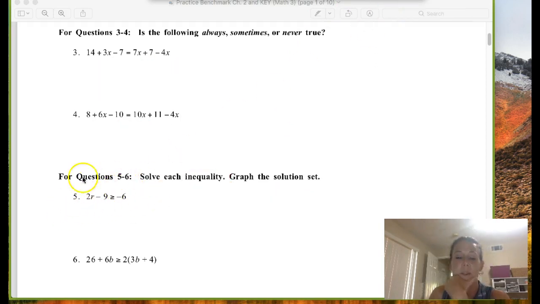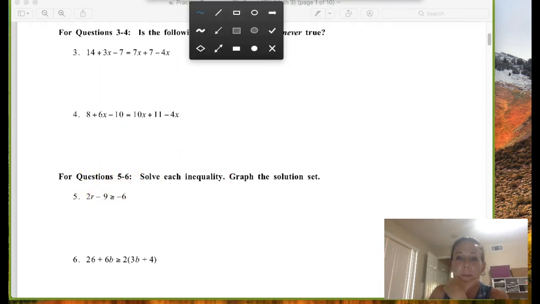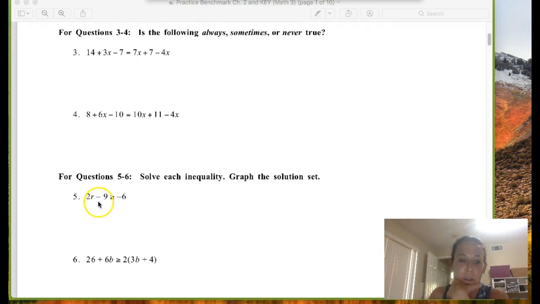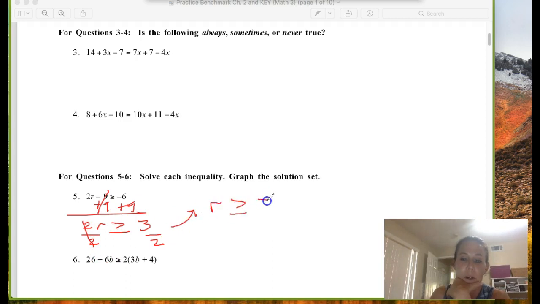So let's go ahead and solve this just like we would normally. We'll just watch for that multiplication or division by a negative. Let's go ahead and add 9 to both sides. 2r is greater than or equal to negative 6 plus 9. Well, the 9 is bigger, so we're going to end up with positive 3. Last step, divide by 2. I am dividing, but I am not dividing by a negative, so I do not flip the sign. I'm going to end up with r is greater than or equal to 3/2.